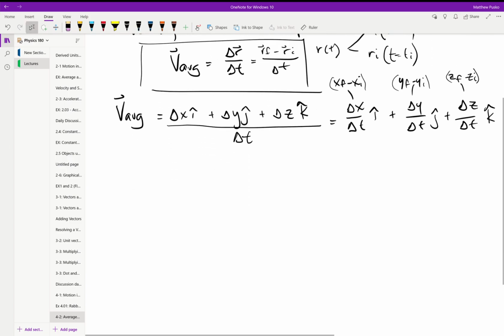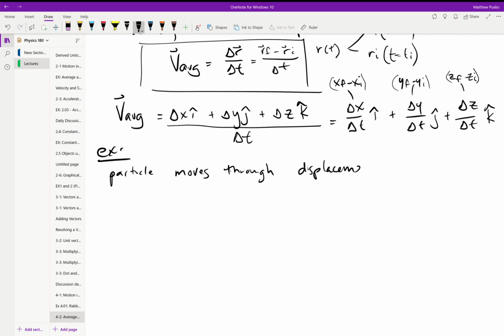So for example, it says a particle moves through a displacement, and they say the displacement is given to us as a vector, and we could say delta r, that's the displacement, right? Not r, but delta r, is equal to some 12 meters in the i direction plus some 1.5 meters, 3 meters in the k direction. Alright, they say that this all happens in 2 seconds.